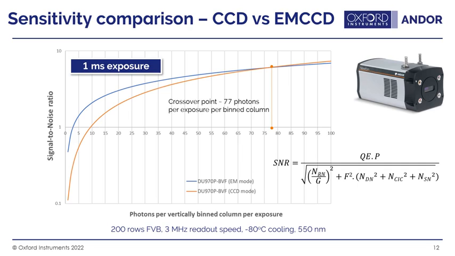The signal-to-noise ratio for the conventional CCD mode is this trace in orange, and blue is the detector working in EM mode. You can see that when we get to about 77 photons, the signal-to-noise ratio is the same for both modes, and for any photon flux below this, the signal-to-noise ratio is higher in EM mode. So operating in EM mode is a good way to enhance the sensitivity of a measurement at low photon fluxes.